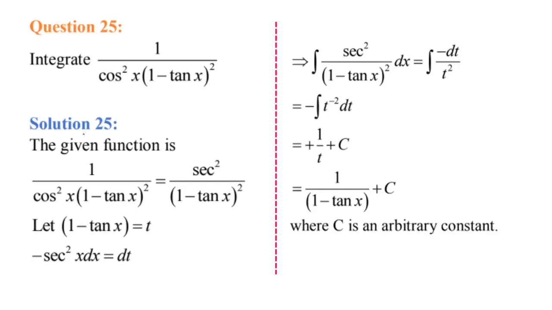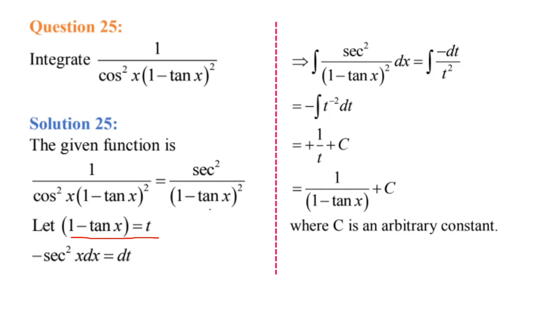Here integrate this thing again. What should we do? You have to give some thought to the question. So the given function can be written as 1 upon cos square x. We can write sec square x upon 1 minus tan x whole square. Now again we can assume 1 minus tan x equal to t. So what is the derivative? Minus sec square x dx, because it was visible, it is given in the numerator.